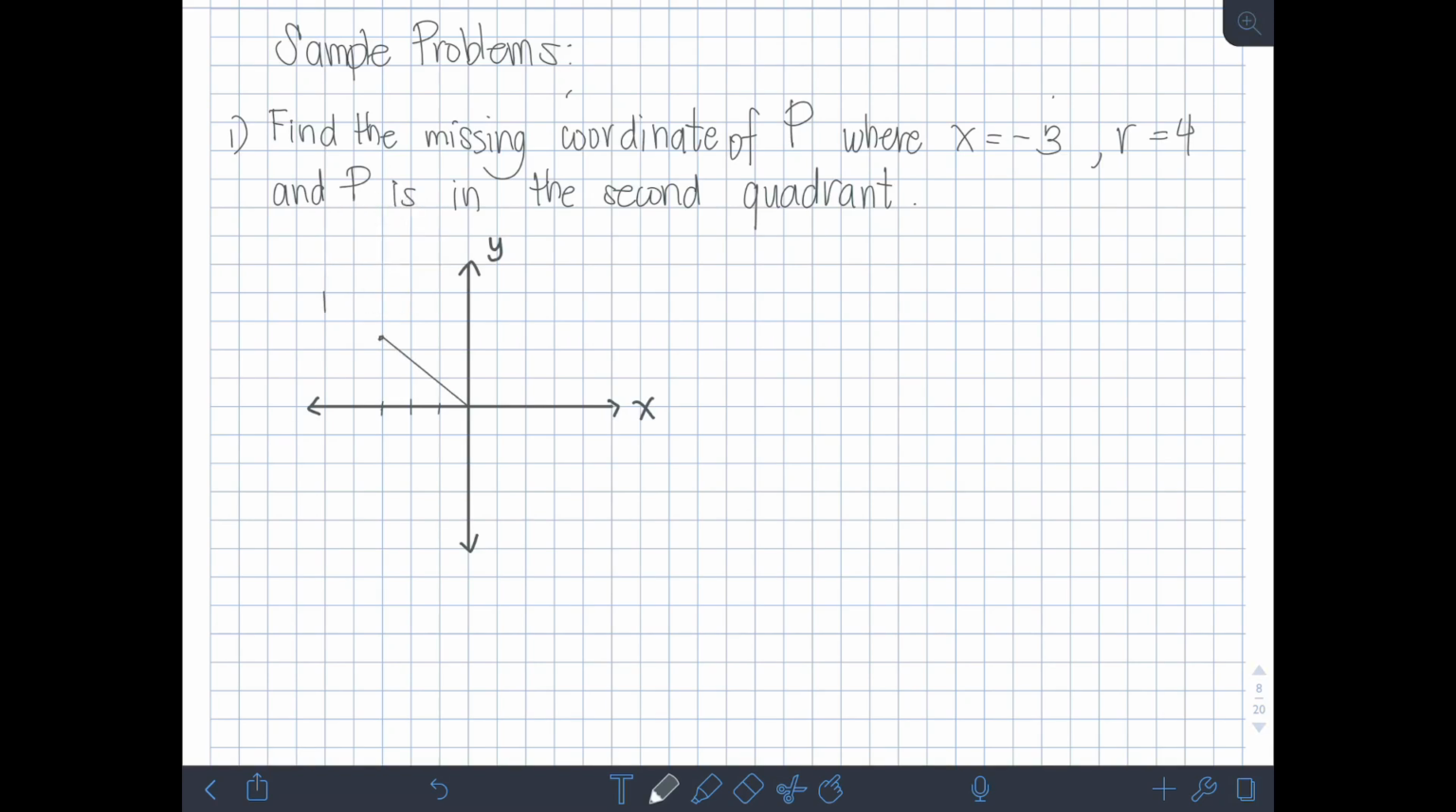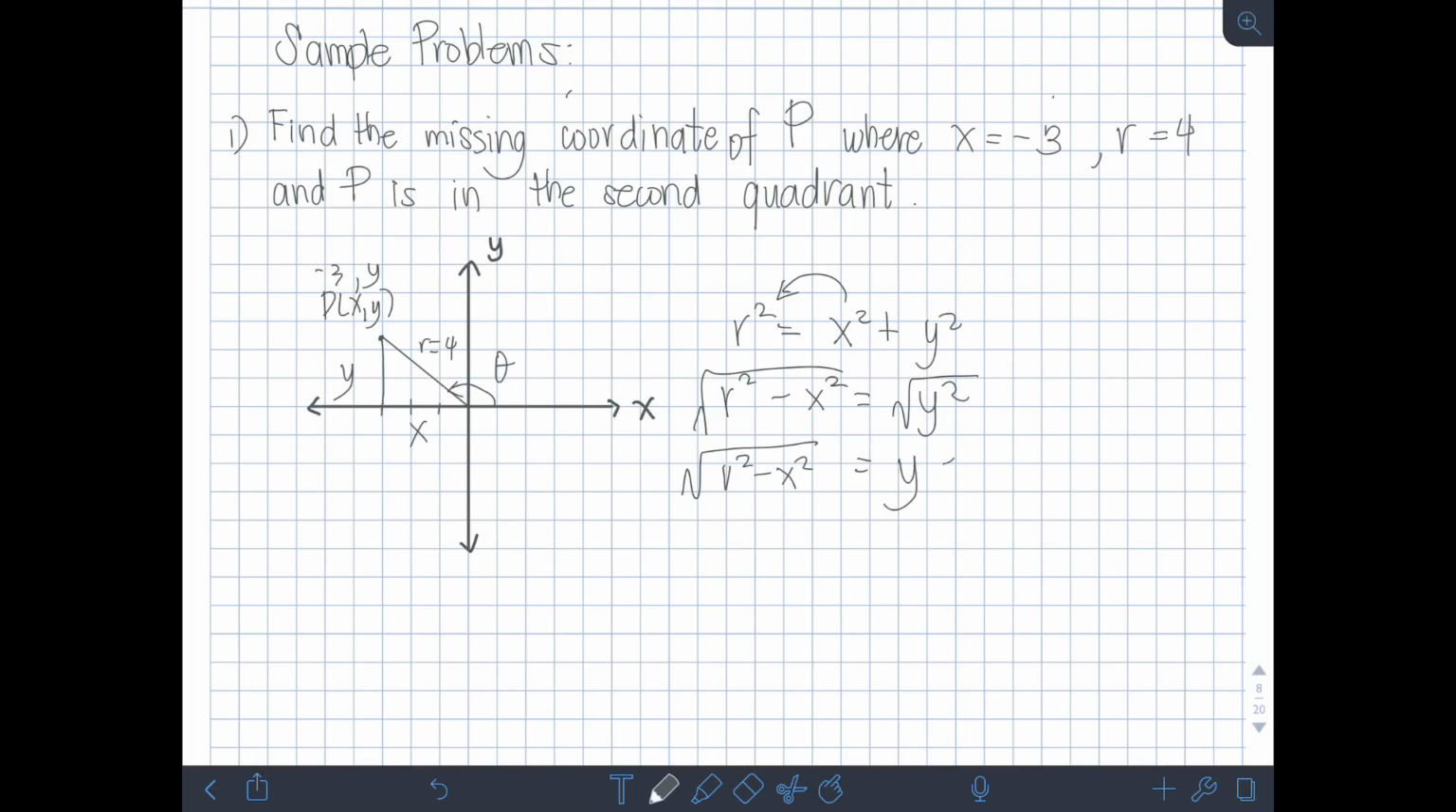Okay. So, P, x, y. Okay. So, negative 3 si x, yung y unknown. Tapos, yung r natin ay 4. Okay? X, y. So, bale yung theta natin ay obtuse, kasi nasa second quadrant yung terminal side niya. So, solving for y, applying yung Pythagorean relations, yung r squared is equal to x squared plus y squared, we have r squared minus x squared is equal to y squared. Tapos, square root both sides, we have square root of r squared minus x squared equals y.